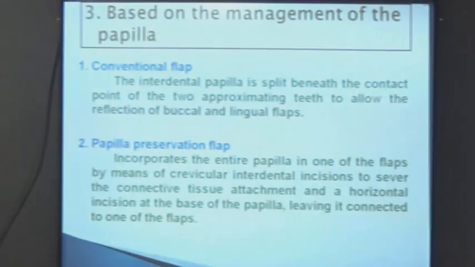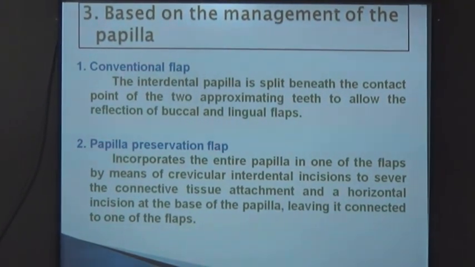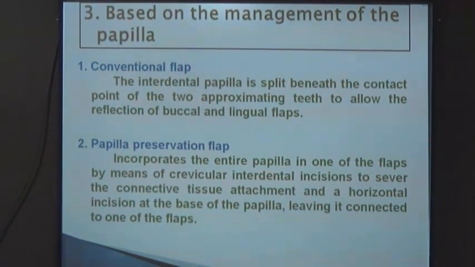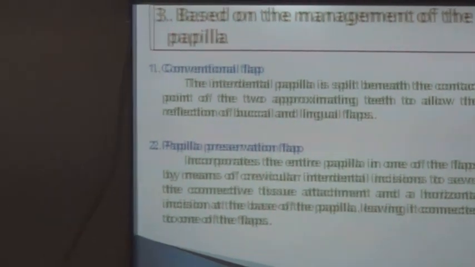Based on the management of the papilla: conventional flap and papilla preservation flap. Papilla preservation la usually ரெண்டு question வரும். When there is a spacing or diastema, what type of flap, nu keta, you should answer papilla preservation. Where tertiary healing takes place, graft vekumbodhu, which is the best type of flap nu keta, papilla preservation. Papilla preservation mainly covers the aesthetic need.